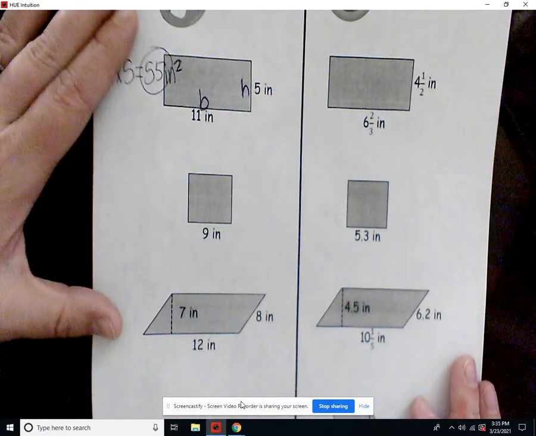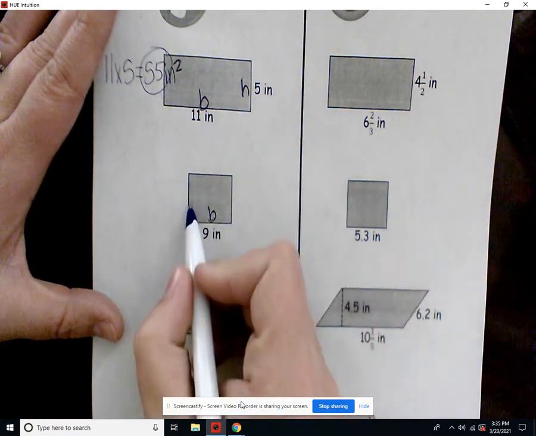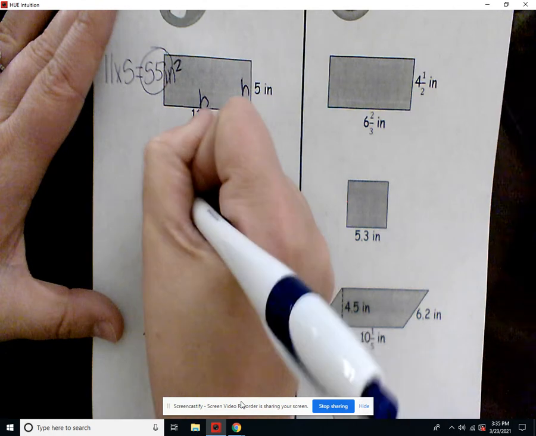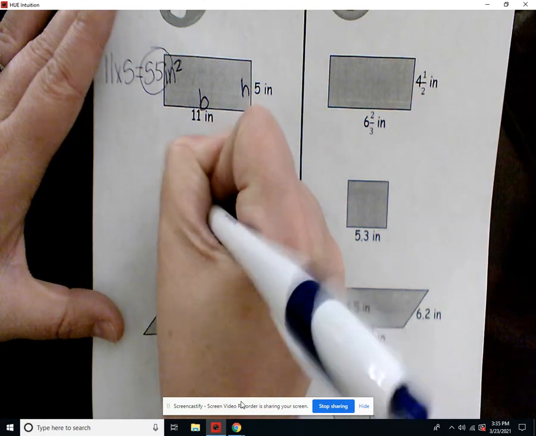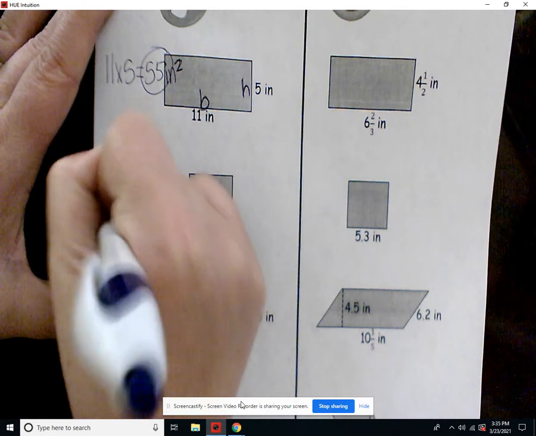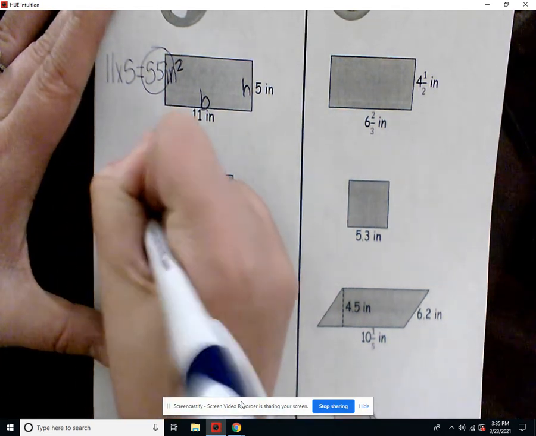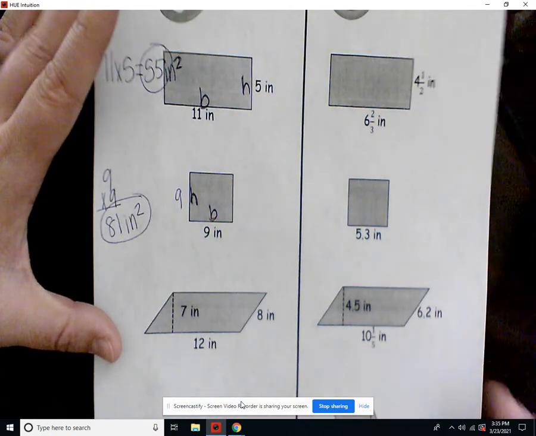All right, next is our square. So we, again, identify our base. And then there's our number for height. Remember, square is going to be the same number. So I'm going to identify both. And then we'll multiply. So we've got 9 times 9, which is 81. And then put your units and then square it.